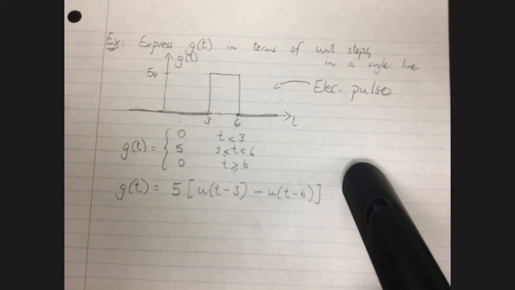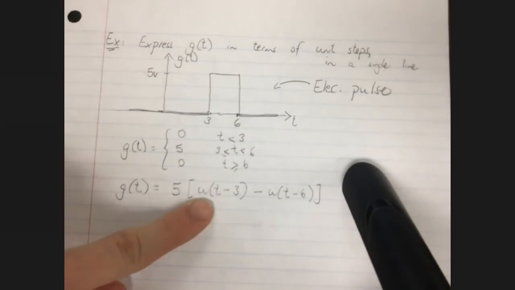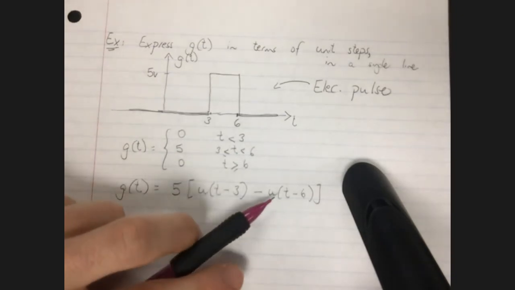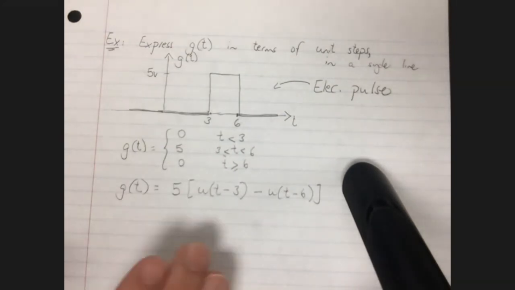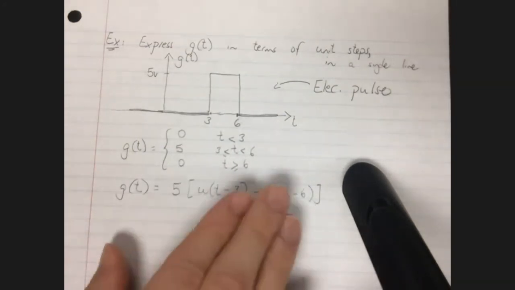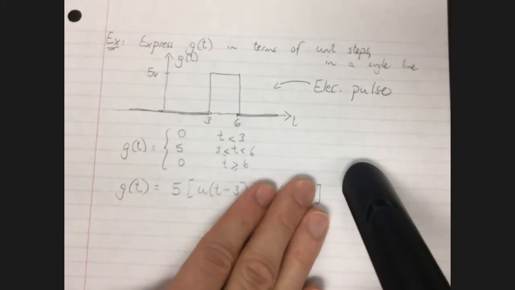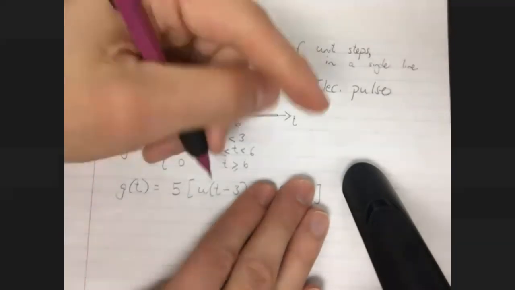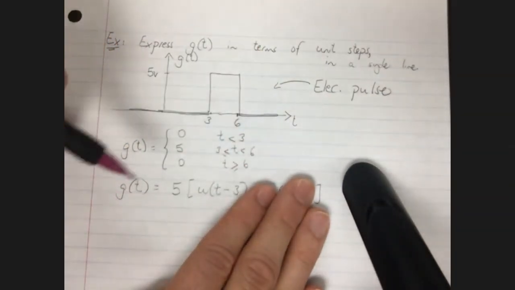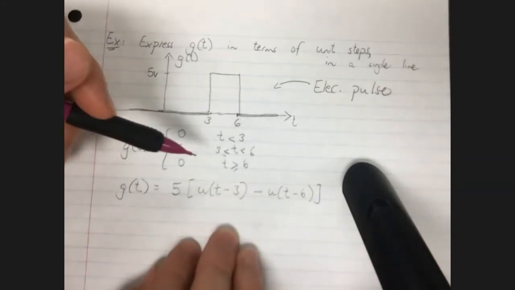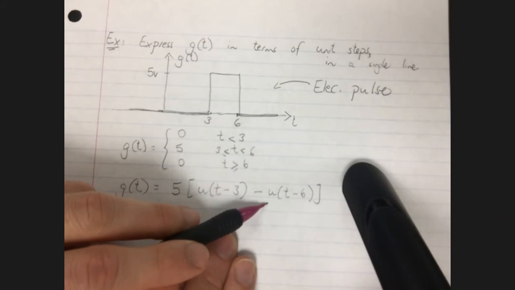An easy way to think about the step function is that before whatever is inside, the minus 3, it's 0, and after it, it's equal to 1. So at time equals 0, u of t minus 3 is 0, and u of t minus 6 is 0, so it's 0 times 5. But when it gets to time 3 and beyond, you can think of it as a switch turning on, so that'll be equal to 1, and the other part will still be off, so it'll still be 5. But once we get to 6 and beyond, both of them will be on, so 1 minus 1 is 0, and they cancel out.